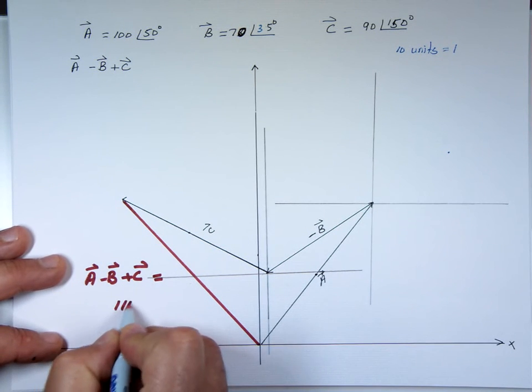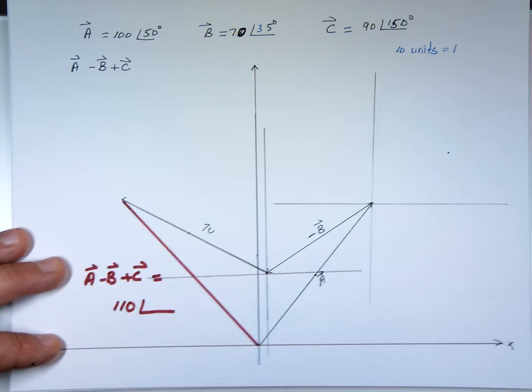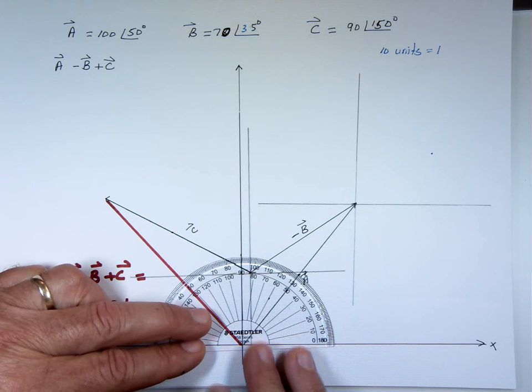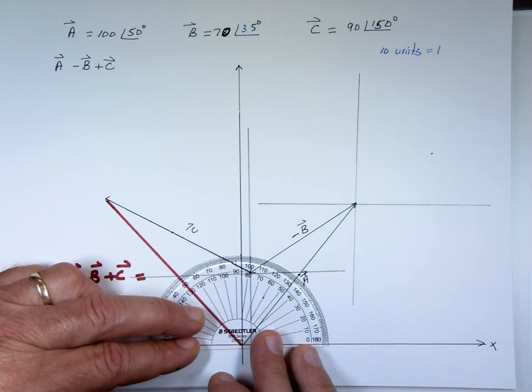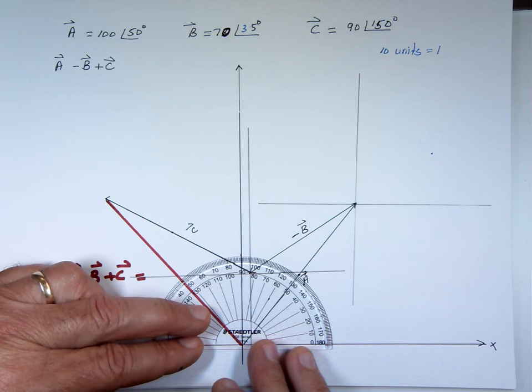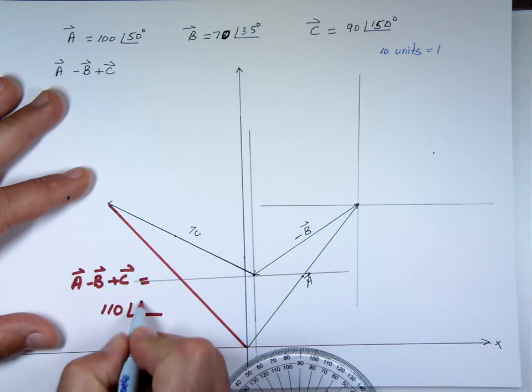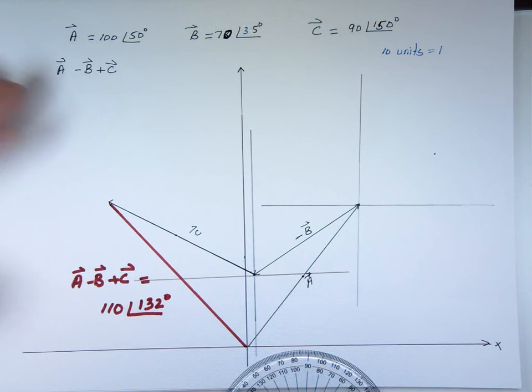And what's the angle? Measure from the origin now. The original one. Is it 132 or 133? Maybe 132? 133? Somewhere there. Again, my pen itself has a thickness of more than 1 millimeter that I'm using there.